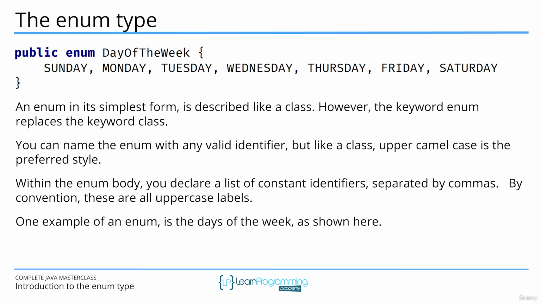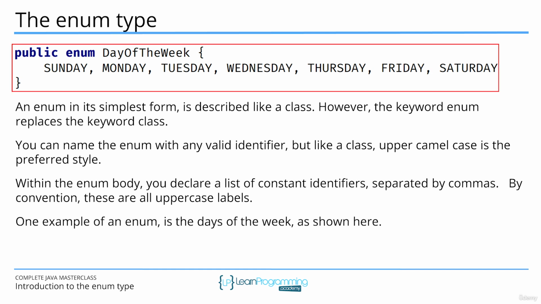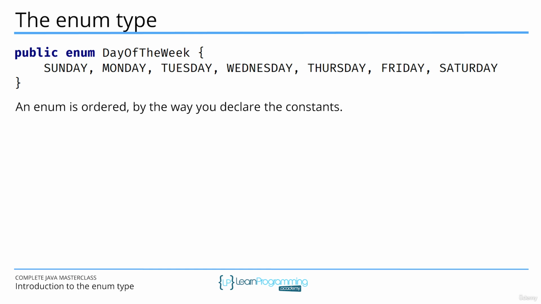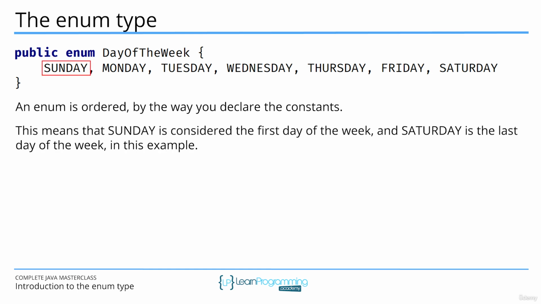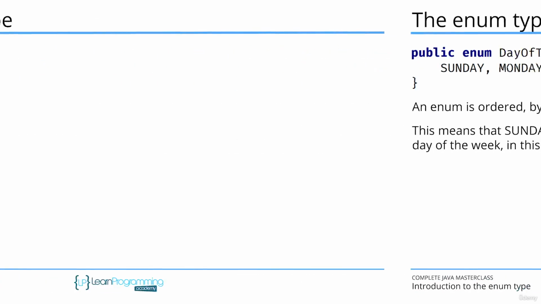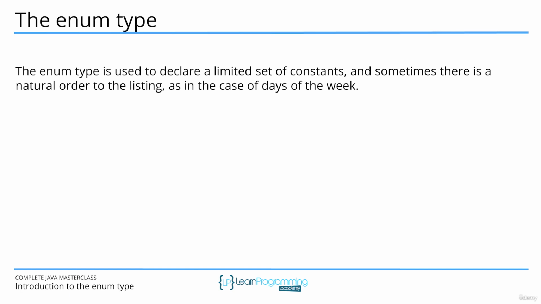One example of an enum is the days of the week as shown here. An enum is ordered by the way you declare the constants. This means that Sunday is considered the first day of the week, and Saturday is the last day of the week, in this example. The enum type is used to declare a limited set of constants, and sometimes there is a natural order to the listing, as in the case of days of the week.